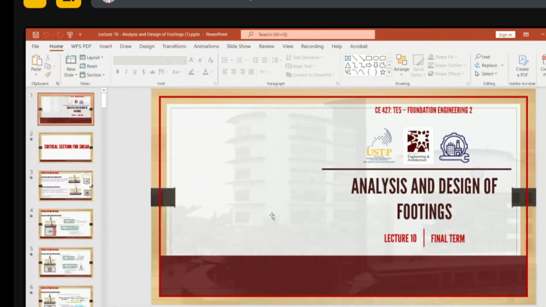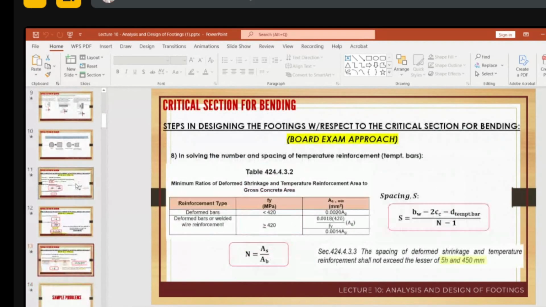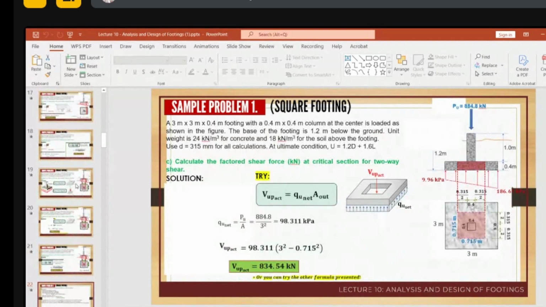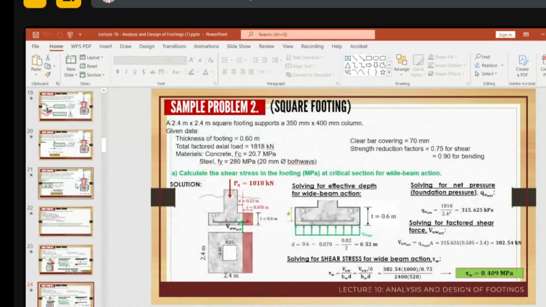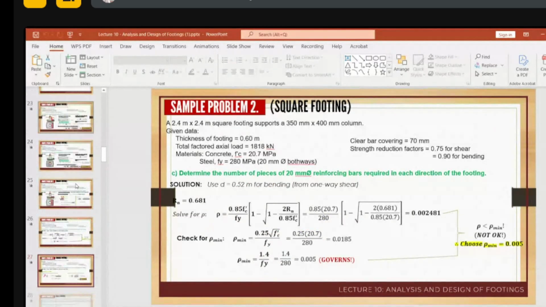Okay, so that ends our lecture 10. You can continue reading more examples in the PowerPoint. Just remember, the reduction factor for shear is 0.75, for bending is 0.90, and the formulas involved.